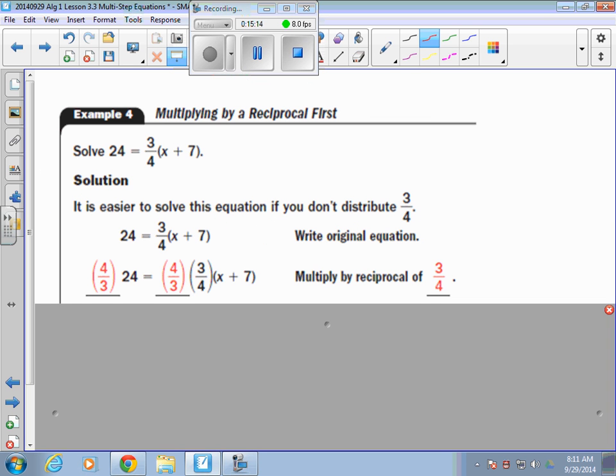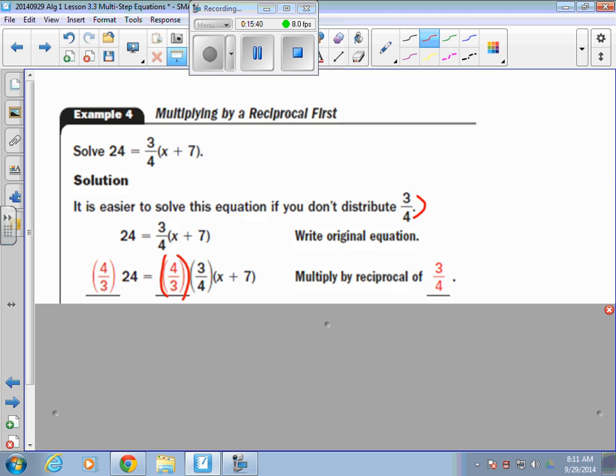Example number 4 is multiplying by a reciprocal first. Notice it's easier to solve this equation if you don't distribute 3/4. But if you multiply by its reciprocal, it'll cancel it out. So we have 3/4. You can multiply the right side like this by 4/3. Remember, reciprocal is just a fancy word that means flip the fraction, 4/3.